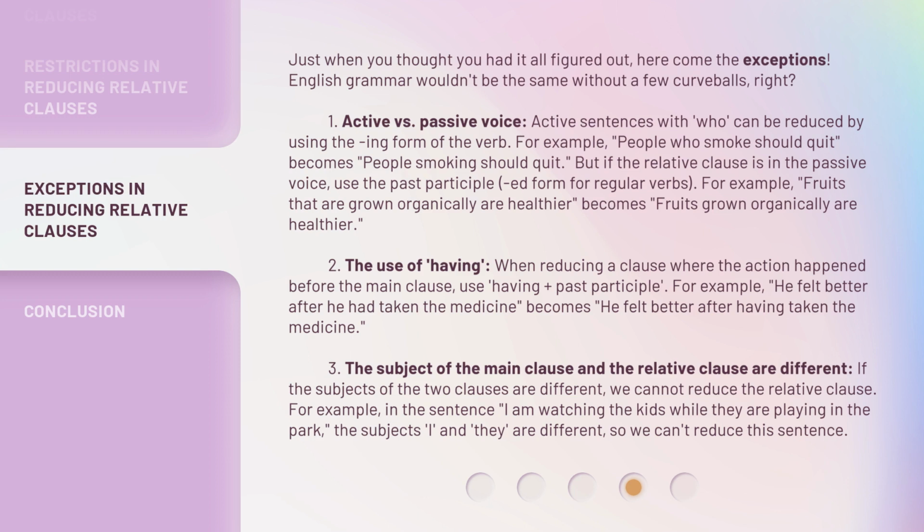3. The subject of the main clause and the relative clause are different. If the subjects of the two clauses are different, we cannot reduce the relative clause. For example, in the sentence, "I am watching the kids while they are playing in the park," the subjects, I, and they, are different, so we can't reduce this sentence.